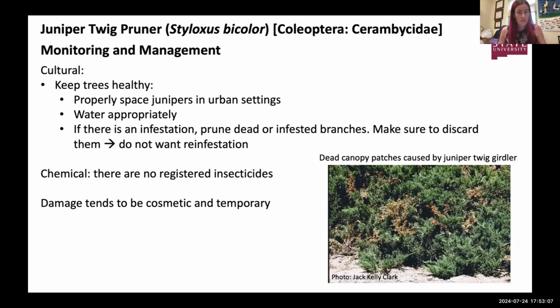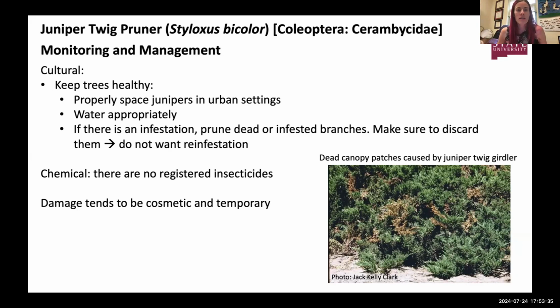And if there is an infestation of these beetles, you can prune out the infested branches, right? And make sure to discard them because you don't want reinfestation. So don't leave it outside, because the beetles will just come out and then mate and then go back to your juniper. So just make sure you bag them and appropriately discard or burn them.